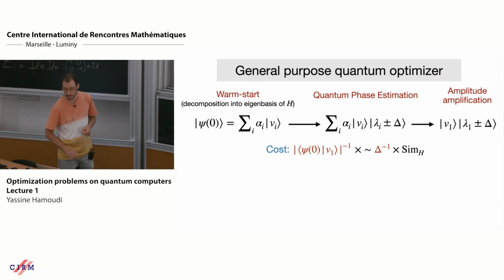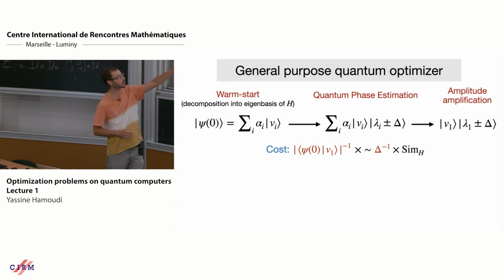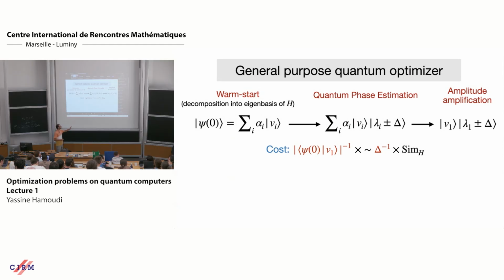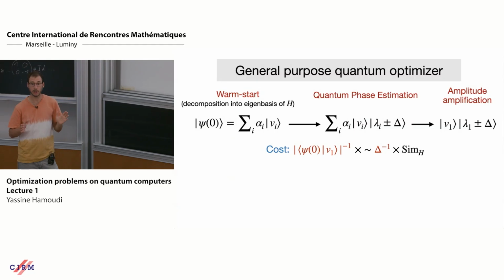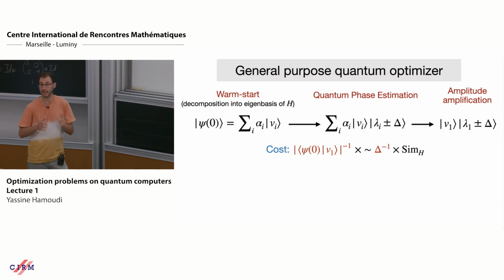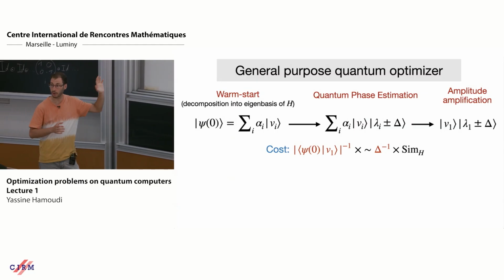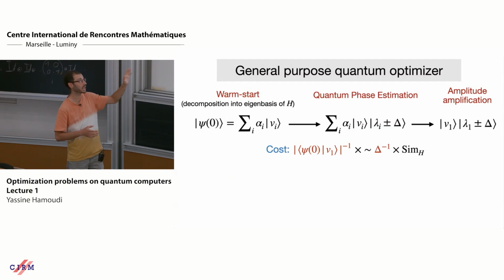So what is the cost of this algorithm? Well, there is on the right the cost of performing phase estimation, and on the left there is the cost of how close the warm start is from the actual ground state. In the best case, the warm start is exactly equal to V1, so the overlap is 1, and you just have to check that it is indeed the ground state by doing phase estimation.